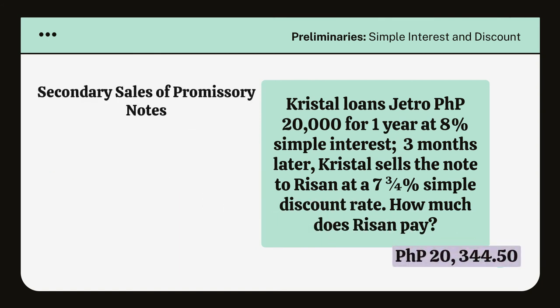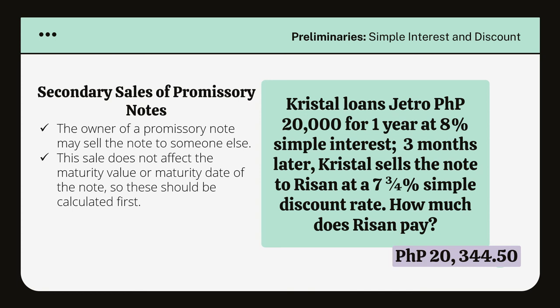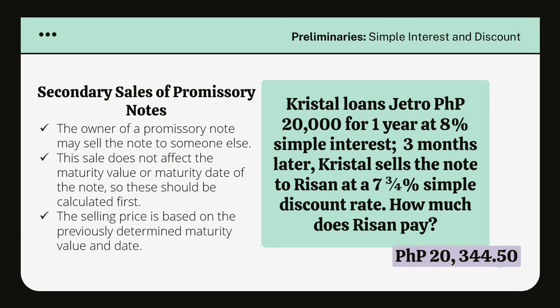Okay, secondary sales of promissory notes are usually done. This means there is an original borrower, and Crystal, who lent the money, really needs cash, so she sold Jetro's promissory note to another person. For secondary sales of promissory notes, the owner of a promissory note may sell the note to someone else, as we have explained a while ago. Now, this sale does not affect the maturity value or maturity date of the note, so these should be calculated first. Again, whatever Crystal and Jetro originally agreed on will not change just because Crystal sold Jetro's note to another person. The selling price is based on the previously determined maturity value and date.